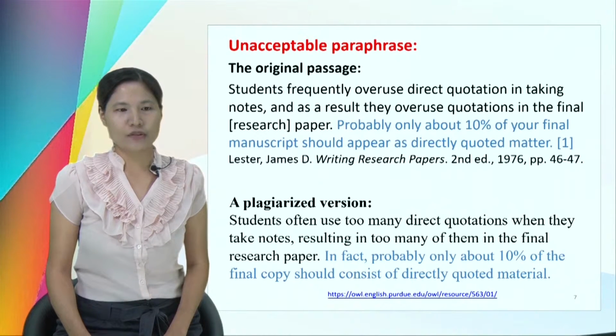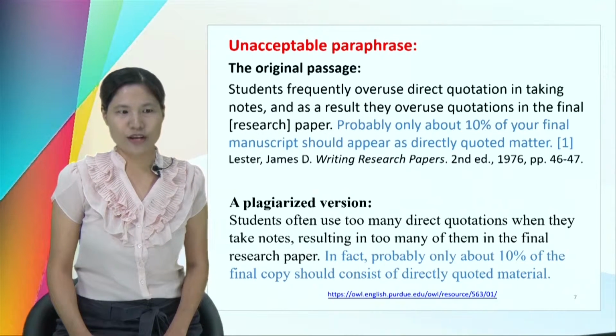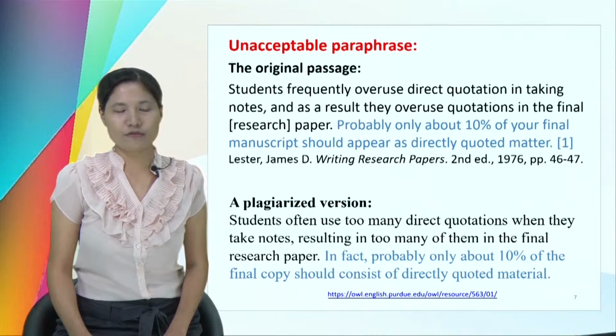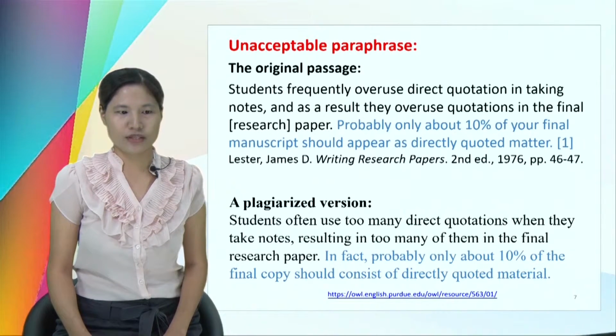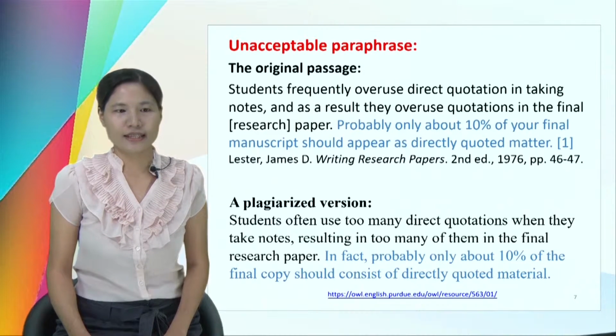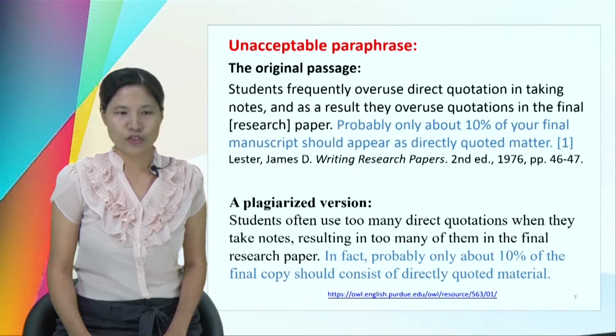And how about the blue parts? Probably only about 10% of your final manuscript should appear as directly quoted matter. And in the second paraphrase version, the plagiarized version, you can see "probably only about 10% of the final copy should consist of directly quoted material." Again, the word order is too similar.